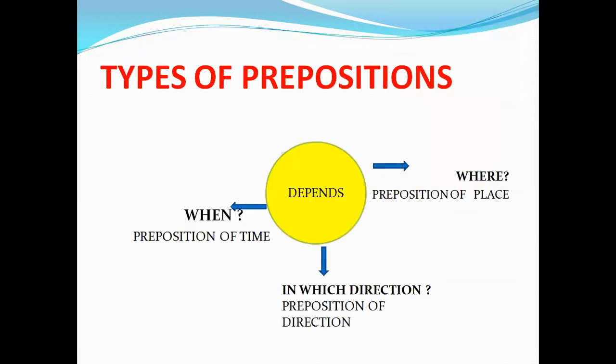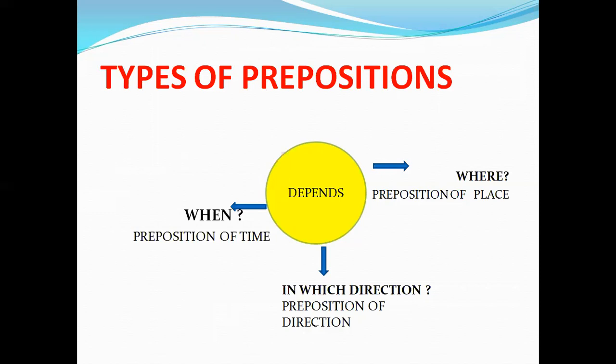Let's look at the three types of preposition. They are divided into three types depending on three situations: when an event or thing happened, where the event or thing occurred, and in which direction the event or thing is happening.